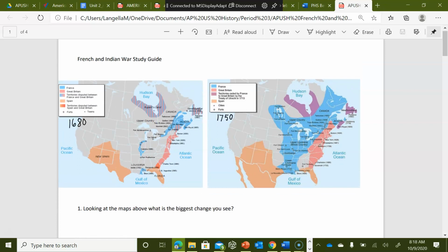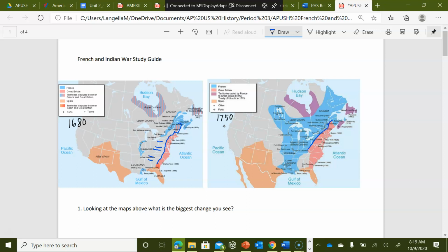When you take a look at this first map I posted, there is definitely a change. What's the biggest change you see? Firstly, you can tell that there is now contact between the two territories. Originally there wasn't really. This area right here was, but there was an area where they were split. Now you can see a direct contact between two different groups. What else do you see that is a change from 1680 to 1750?